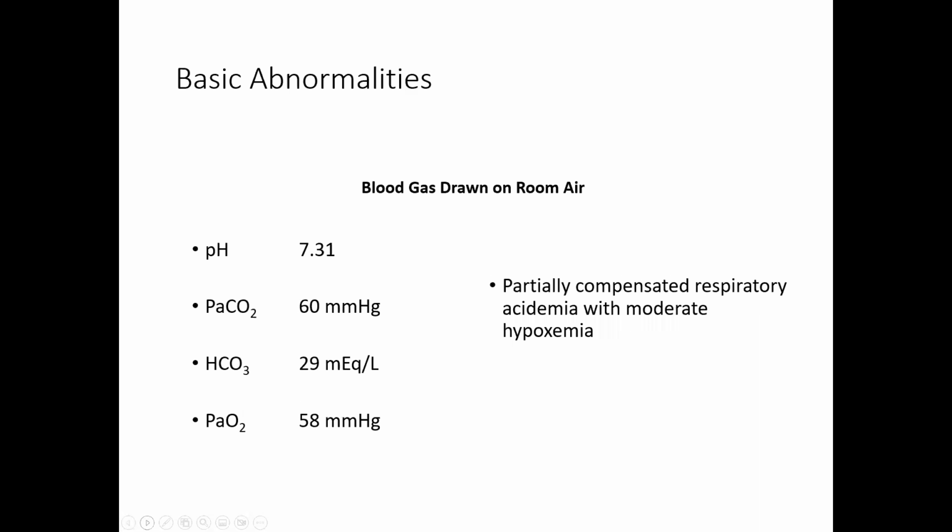Again, drawn on room air, we have an acidotic condition, 7.31. PaCO2 is high, so that's really causing it. But there is a compensatory mechanism. It's not fully compensated because what? Because the pH is not normal. And then you have a PaO2, so really kind of moderate hypoxemia.